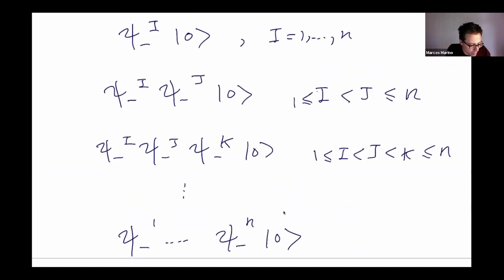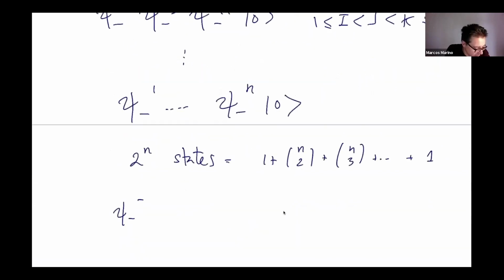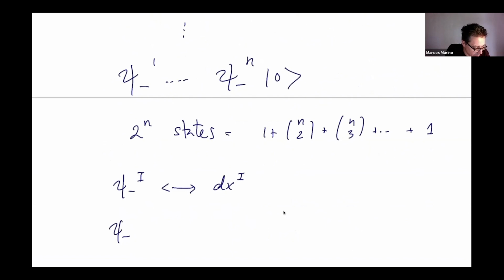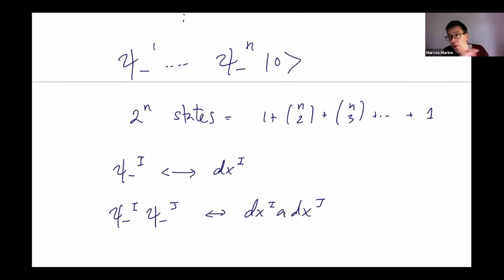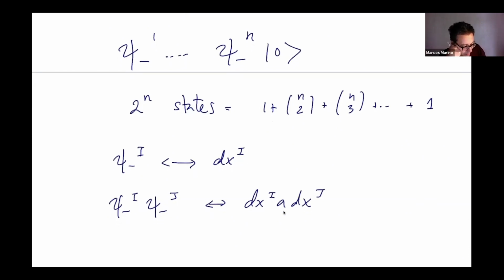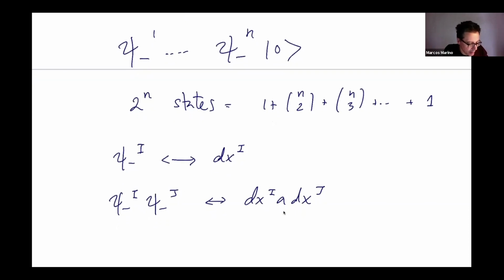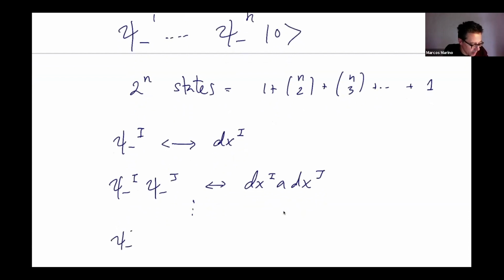So if you think about psi plus i as the analog of dxi, then psi minus i, psi minus j is the analog of dxi wedge dxj, and so on. This is a parallelism that we have already made when talking about Grassmann variables. We mentioned that the polynomial algebra in Grassmann variables was isomorphic to the algebra of differential forms. And this is something that we will also use a lot in this discussion. Of course, the last one is proportional to the volume form. Okay.